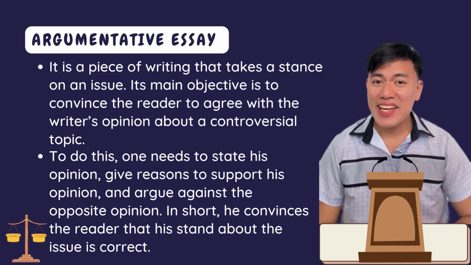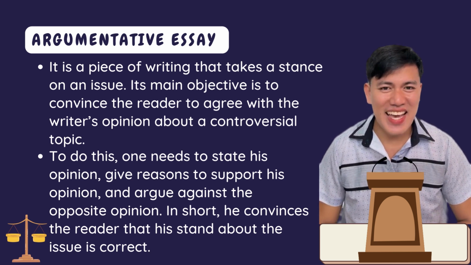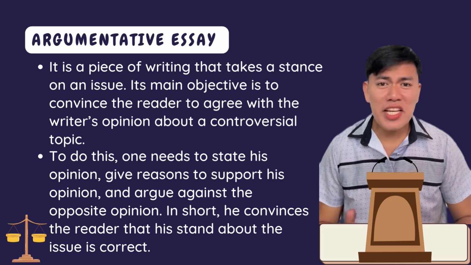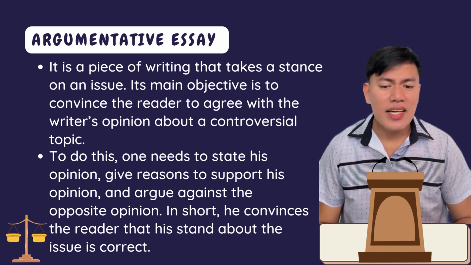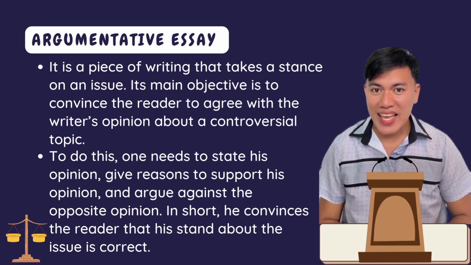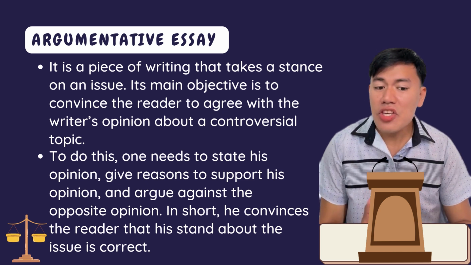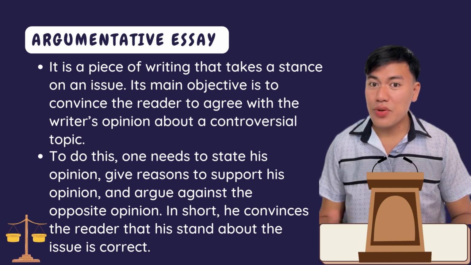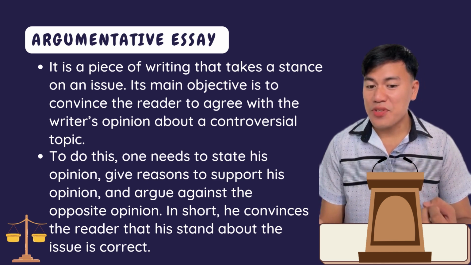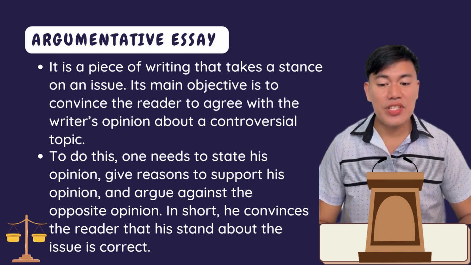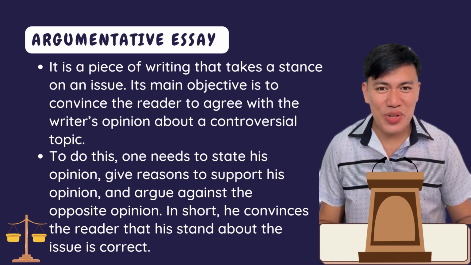Our lesson for today is all about identifying key structural elements of an argumentative text. But let us know first about argumentative text. It is a piece of writing that takes a stand on an issue, and its main objective is to convince the reader to agree with the writer's opinion about a controversial topic. To do this, one needs to state his opinion, give reasons to support his opinion, and argue against the opposite opinion. In short, he convinces the reader that his stand about the issue is correct.